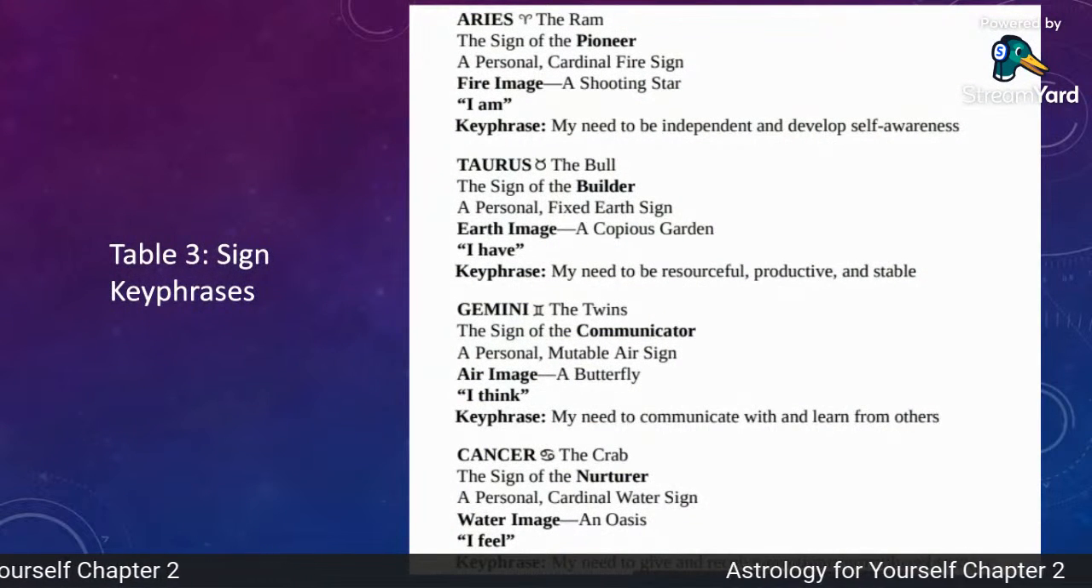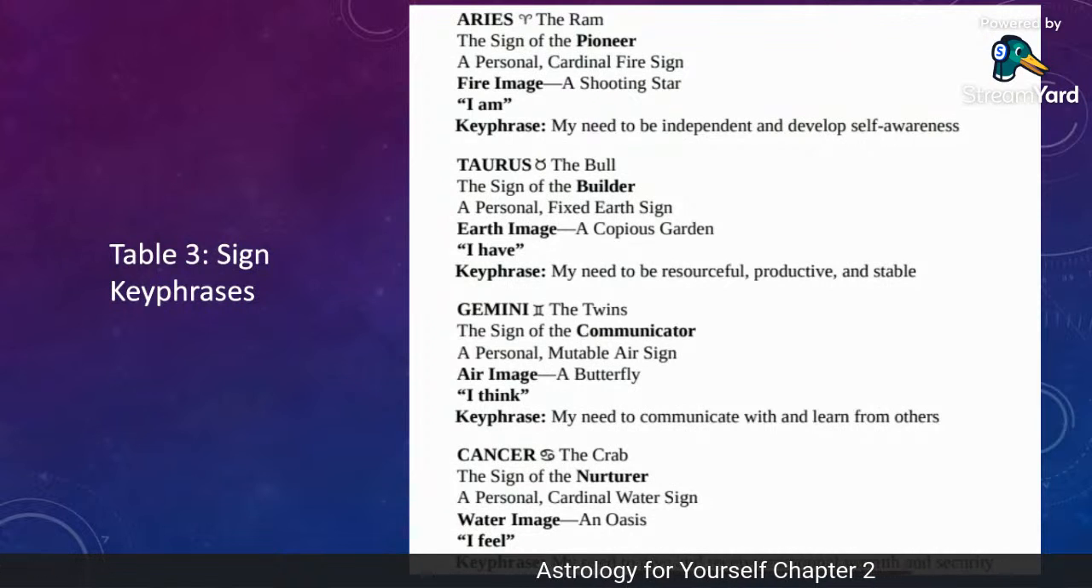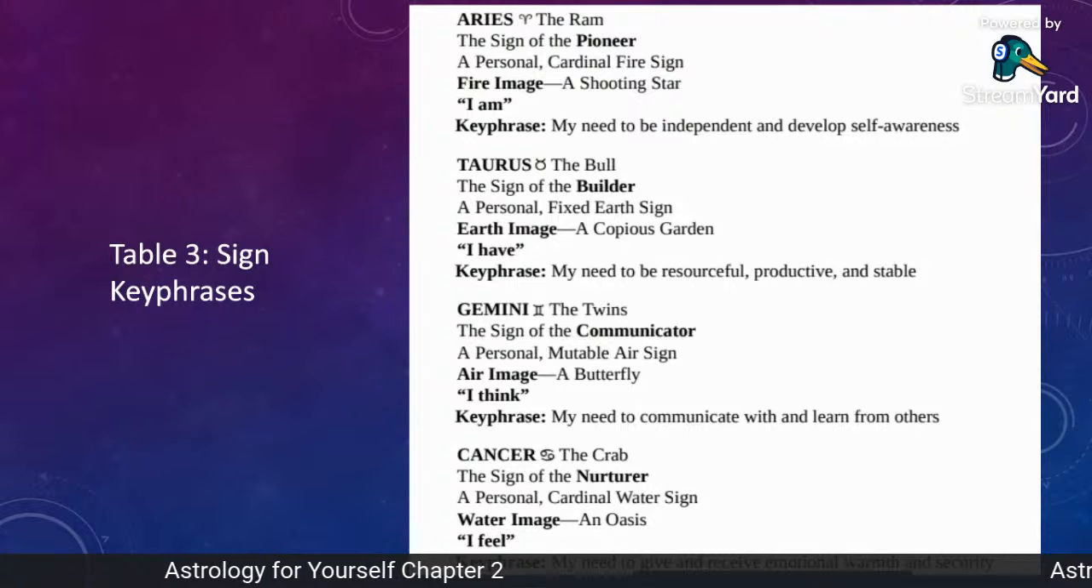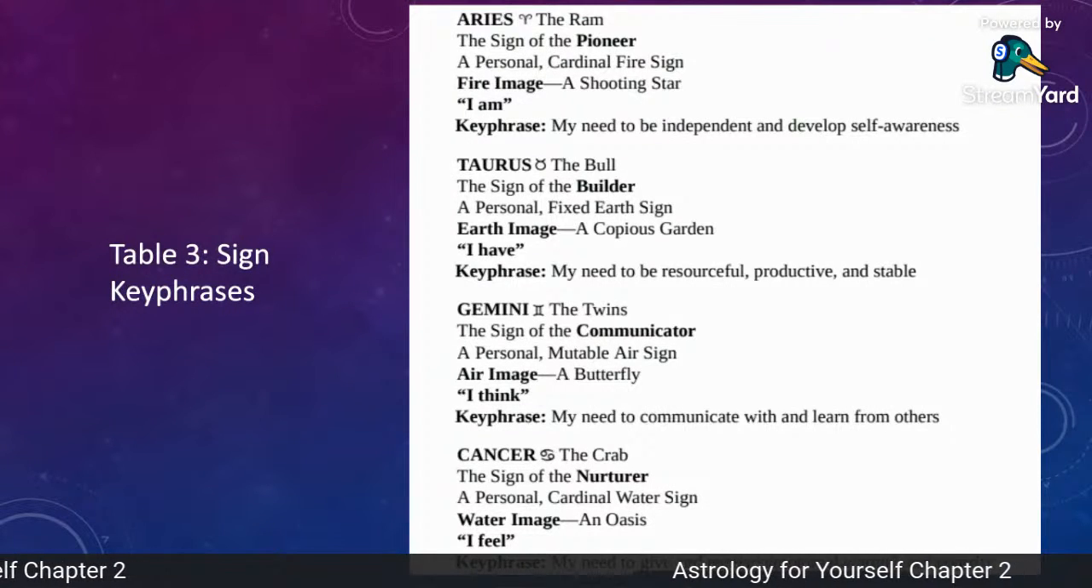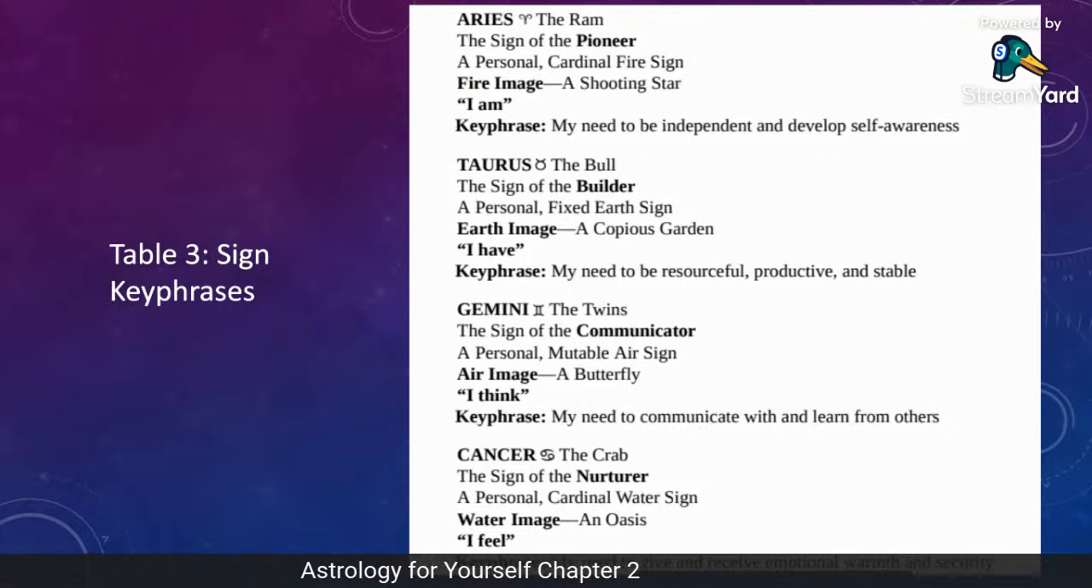The astrological signs. The signs of the zodiac signify 12 styles of being in the world. Like filters, they color or modify the planetary energies, indicating how these energies are being expressed. Here is table 3, sign key phrases.